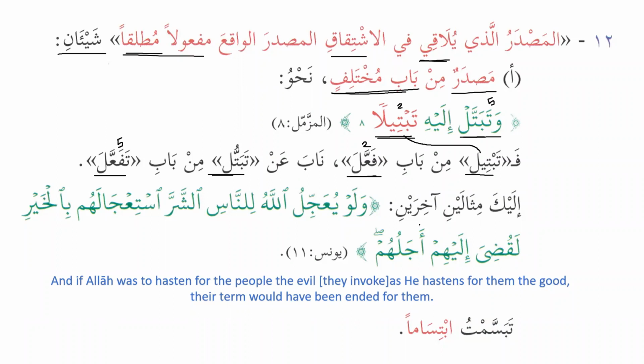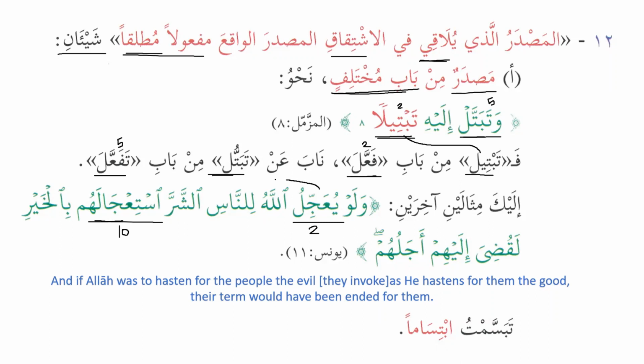Ilayka mithalaini akhiraini. Then you have two more examples. وَلَوْ يُعَجِّلُ اللَّهُ لِلنَّاسِ الشَّرَّ اسْتِعْجَالَهُم. So it will be, of course, للناس الشر استعجالهم, but if we just want to break it out to understand, it will be استعجالهم بالخير لقضي إليهم أجلهم. Now we can see that عجل يعجل تعجيلا is from number 2, but استعجال is from number 10. استعجل يستعجل استعجالا.